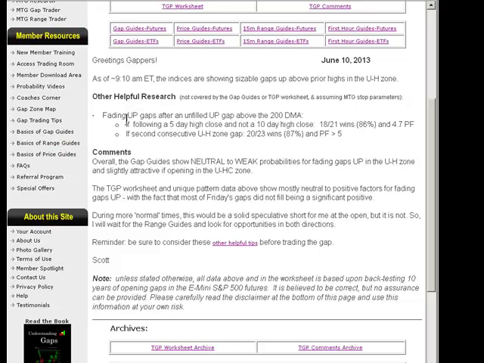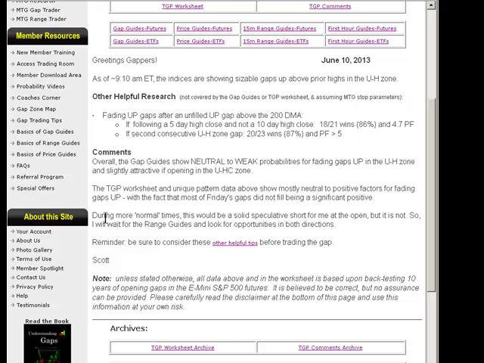If it's an unfilled up gap, it's also the second consecutive UH zone. So you had 2 consecutive UH zone gaps, and the prior one did not fill. 20 of 23 wins, 87%. So these are strong numbers. So bottom line, overall, the gap got you neutral to weak. When I just now said it was neutral, right? But it's a little bit weaker than average win rate, and some of the individual indices showed weak probabilities for fading gaps up in the UH zone. The worksheet, however, was mostly neutral to positive factors for up gaps, especially the following Friday's unfilled up gap.